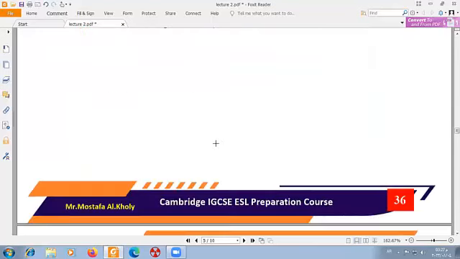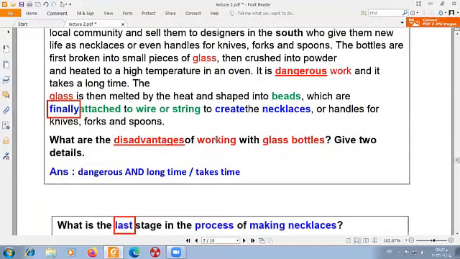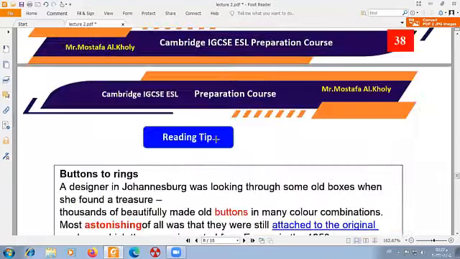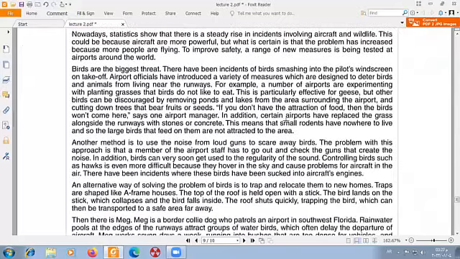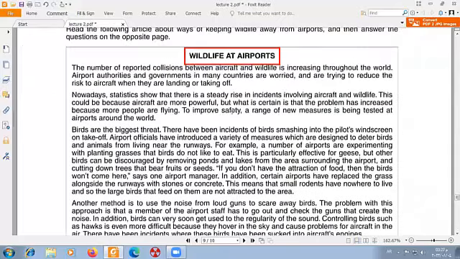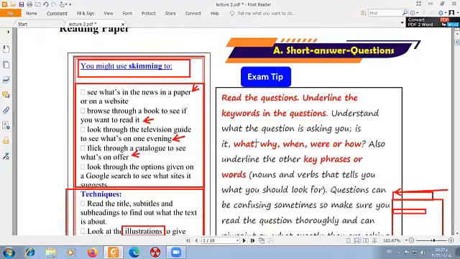Your homework will be the last text on this page, "Wildlife at Airport." You will answer this text, in addition to another one I'm going to send to you. While you answer, please study very well page 1, in which there are techniques to follow step by step. Don't ignore any step.